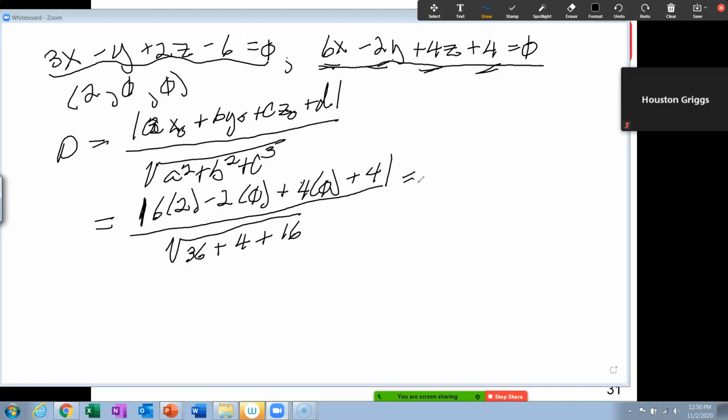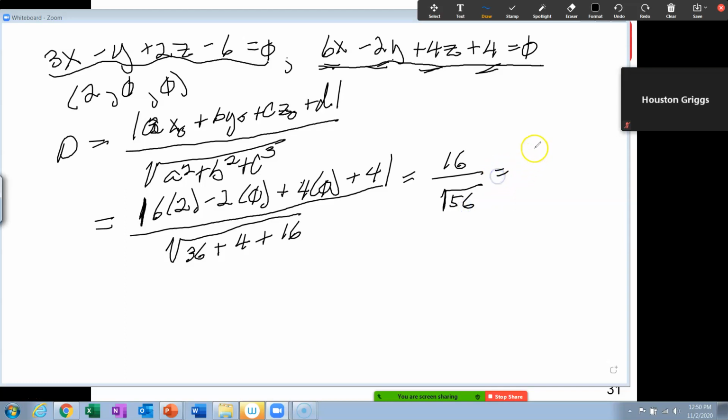My fingers are frozen. I don't know why. This would be a 12 plus 0 plus 0 plus 4. 12 plus 4, 16 over, absolute value, that would be 16. And this would be 36 plus 4 plus 16, which is 56, the square root of 56.